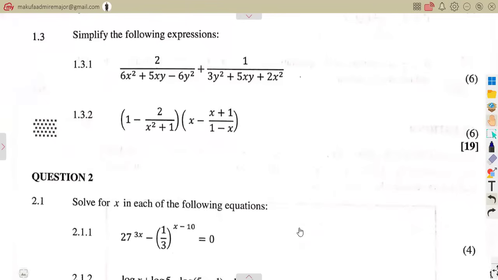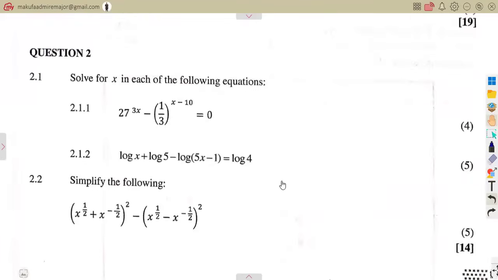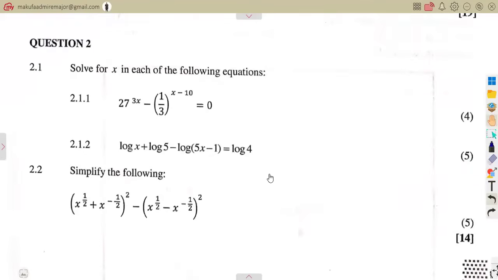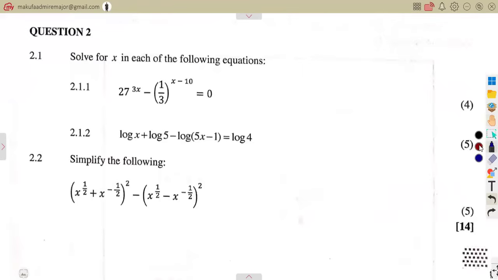So we shall try as we move on, do more questions so that you can copy some techniques that can be used to answer these typical questions. It will be best I explain that as a separate topic, not when answering the question paper like this. All right, question 2.